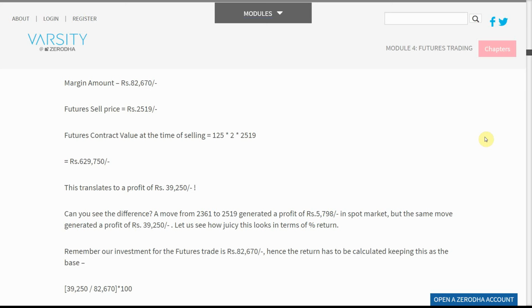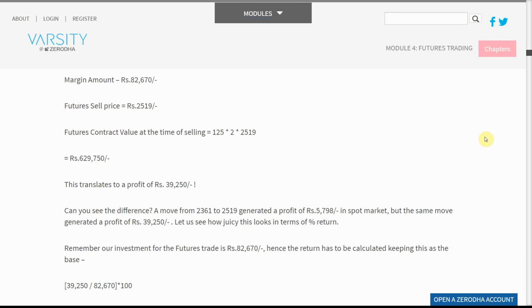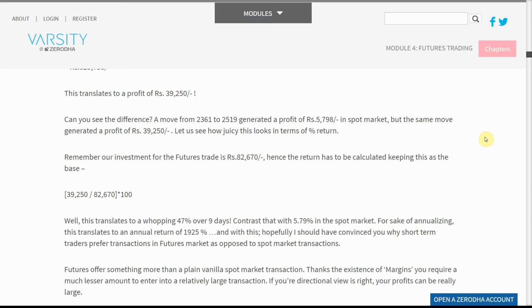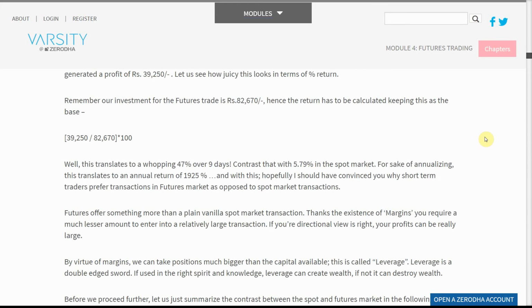Can you see the difference? A move from 2,361 to 2,519 generated a profit of 5,798 rupees in the spot market. But the same move generated a profit of Rs. 39,250. Let us see how juicy this looks in terms of percent return. Remember, our investment for the futures trade is 82,670 rupees. Hence the return has to be calculated keeping this as the base. 39,250 / 82,670 asterisk 100. Well, this translates to a whopping 47% over 9 days. Contrast that with 5.79% in the spot market.